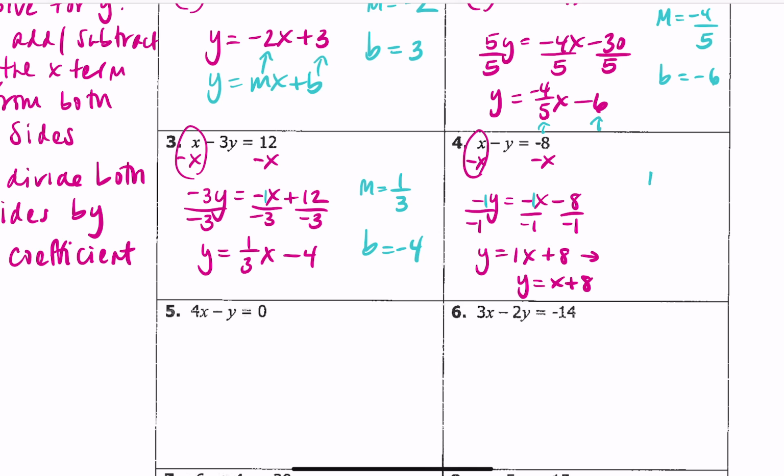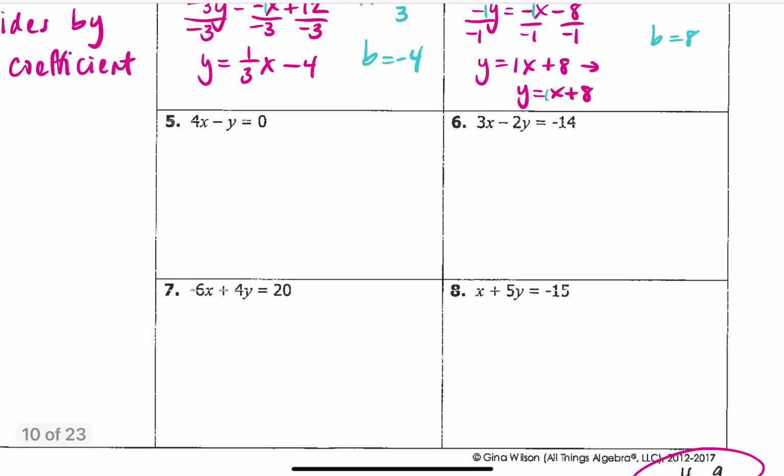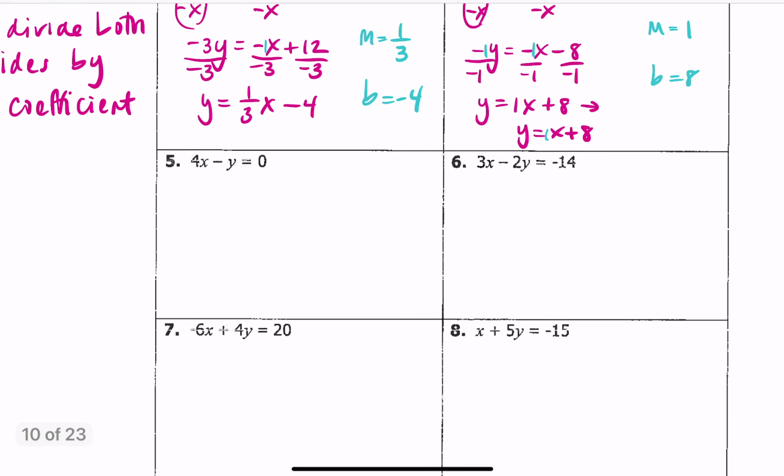And then you're going to find your slope. m equals 1, right, because that's really a 1. And b equals 8. Okay, so as you can see, these are pretty straightforward. We'll do the next one together.